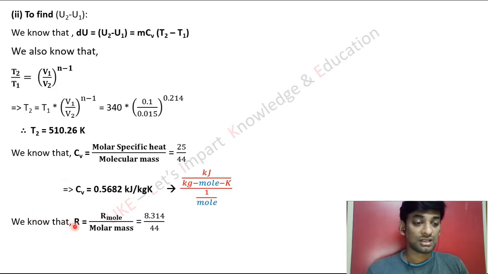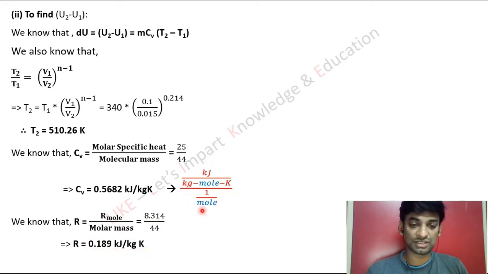We know that R, the universal gas constant, is equal to R mole divided by molecular mass. So the universal gas constant R is 8.314. It is a constant value. It will not be given in the problem. You must memorize it. So R is 8.314 divided by the molecular mass given in the problem. So 8.314 divided by 44. This will be 0.189 kilojoule per kilogram Kelvin.